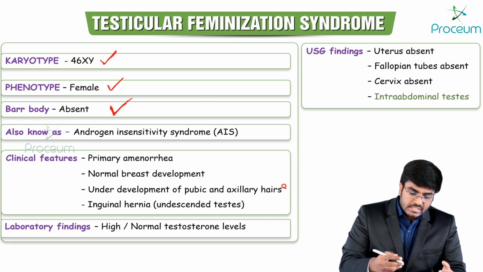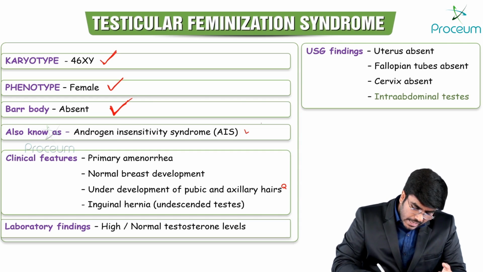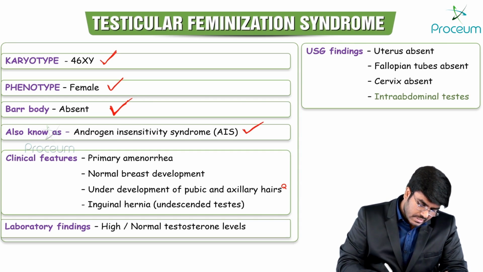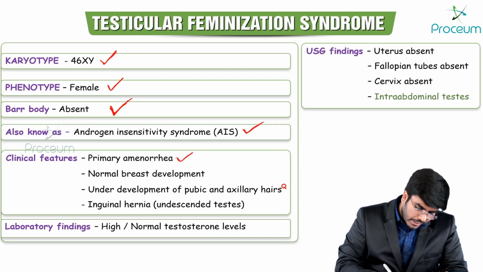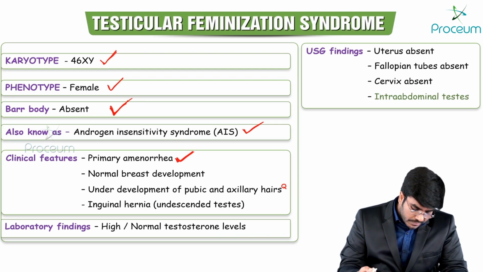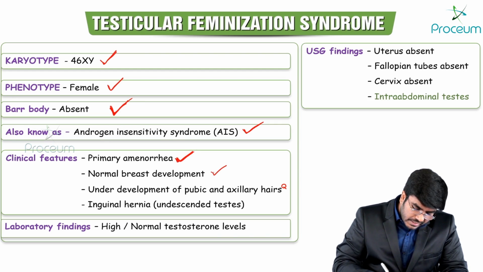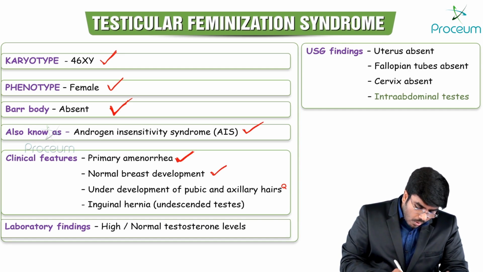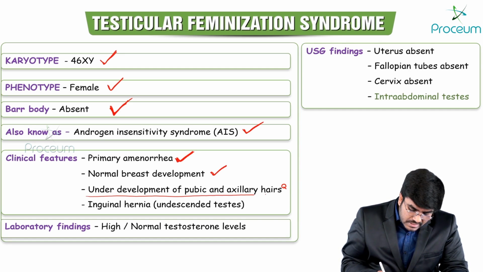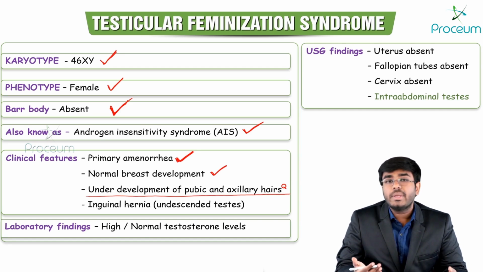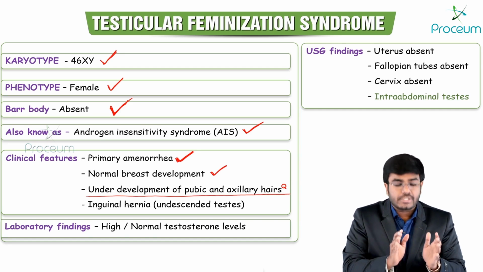See, this testicular feminization syndrome is also known as androgen insensitivity syndrome. We have already discussed that. Now, what are the clinical features? The female is going to have primary amenorrhea because of the absence of uterus, cervix and fallopian tubes. Normal breast development is there, because of the peripheral aromatization. Now, underdeveloped or absent pubic and axillary hair. Secondary sexual characters are not developed because of non-functional testosterone.